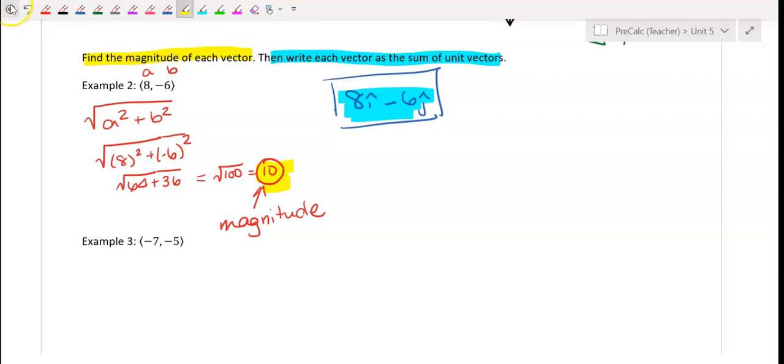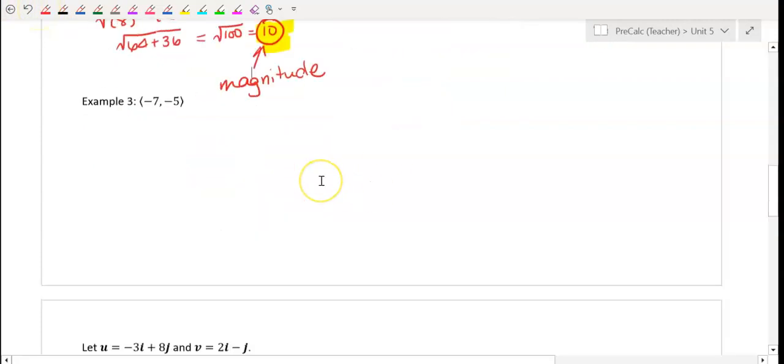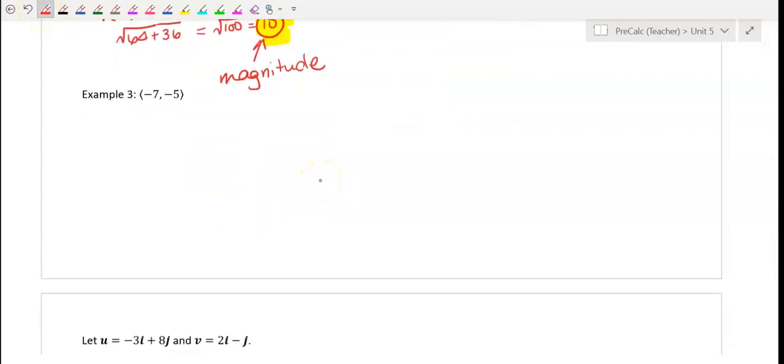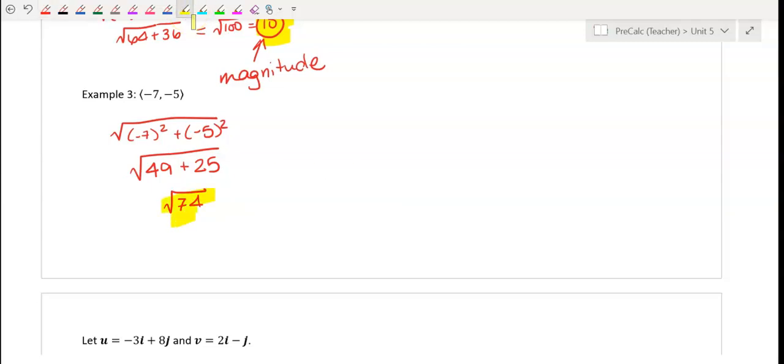Just in case you're still struggling with it, let's go ahead and do this next one. I encourage you to pause it, do the work, and see if you got it right. So what I'm going to do here is I do -7 squared plus -5 squared, which is going to get me 49 plus 25. And when I do that, that's going to get me 74, which does not reduce. 74 is not a reducible square root, so we just leave it as that. So there's my magnitude.